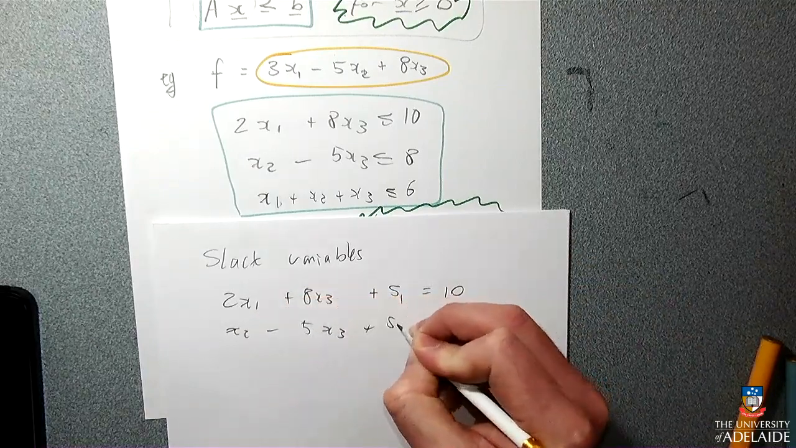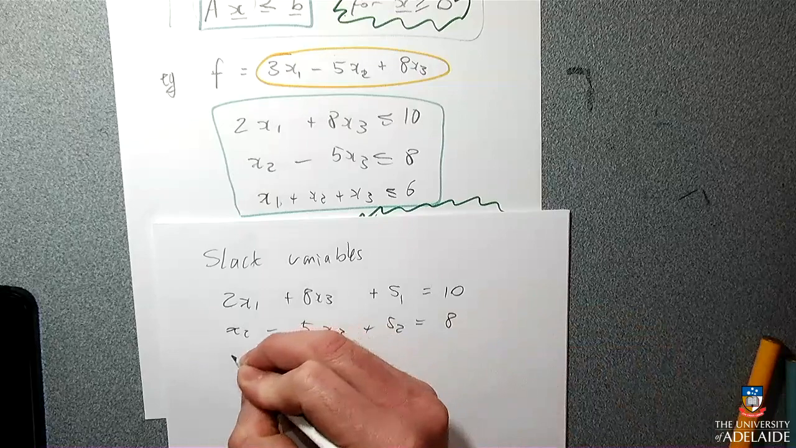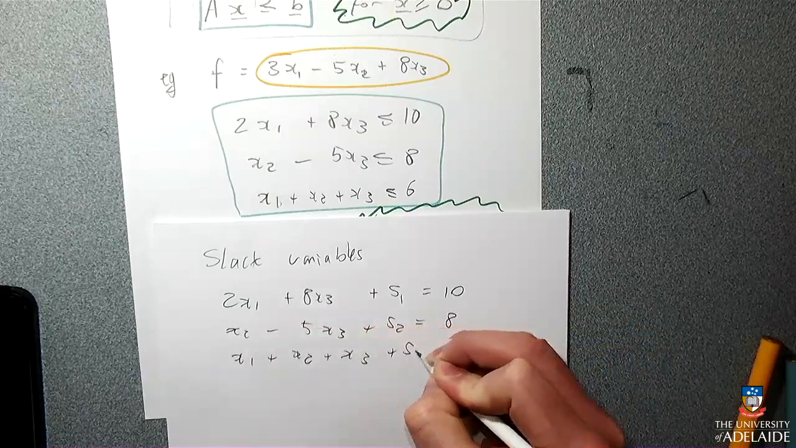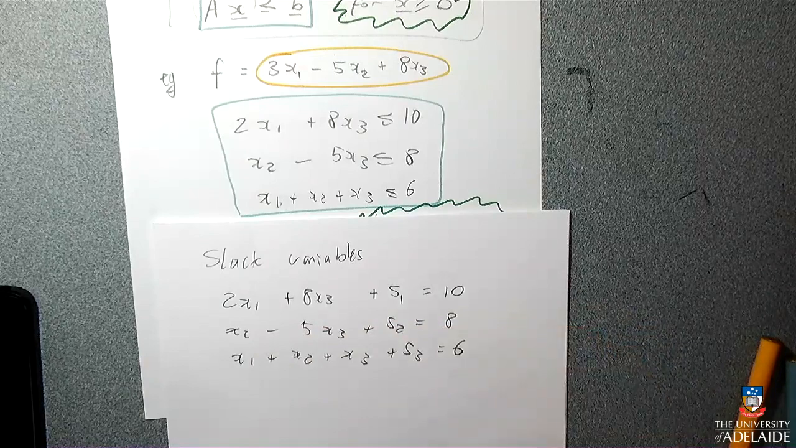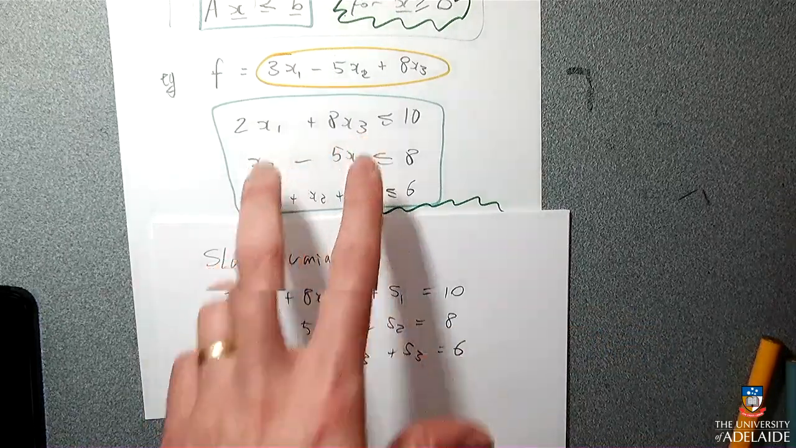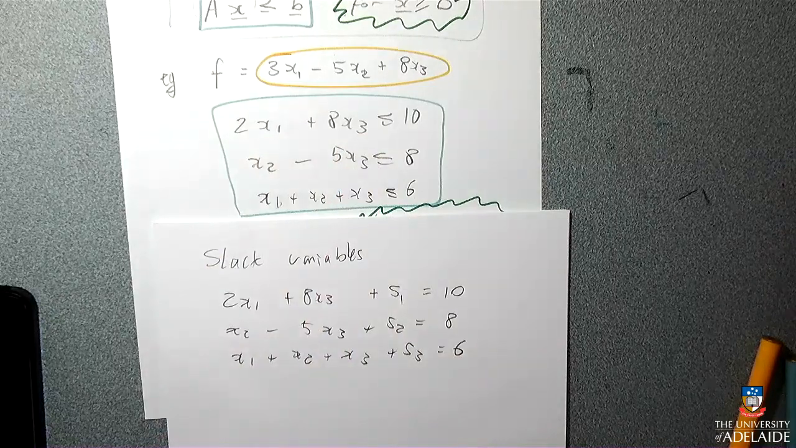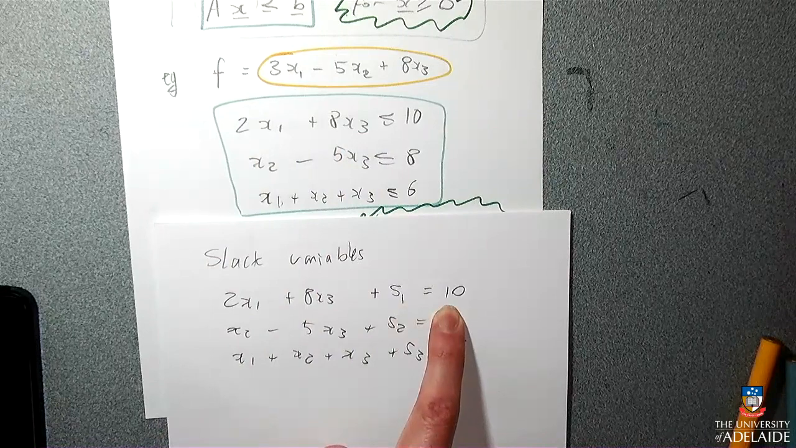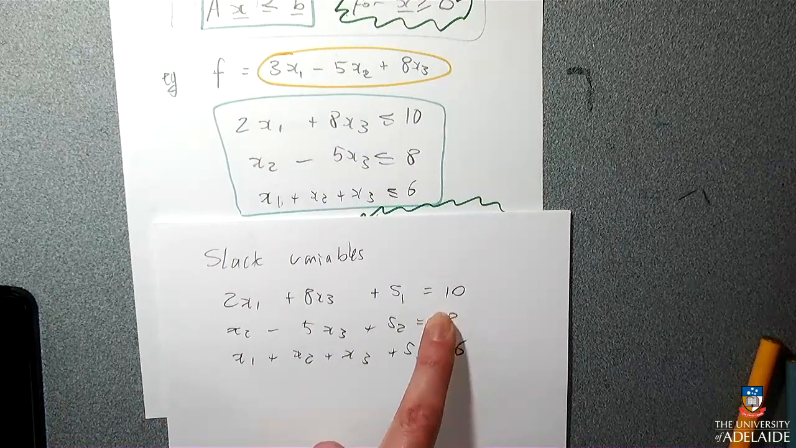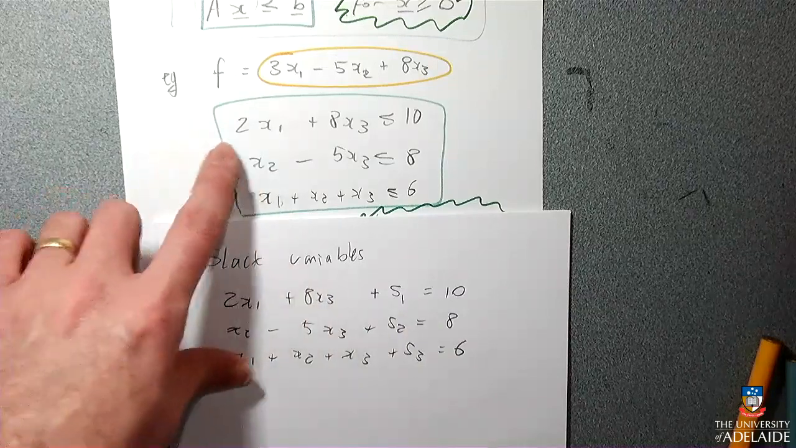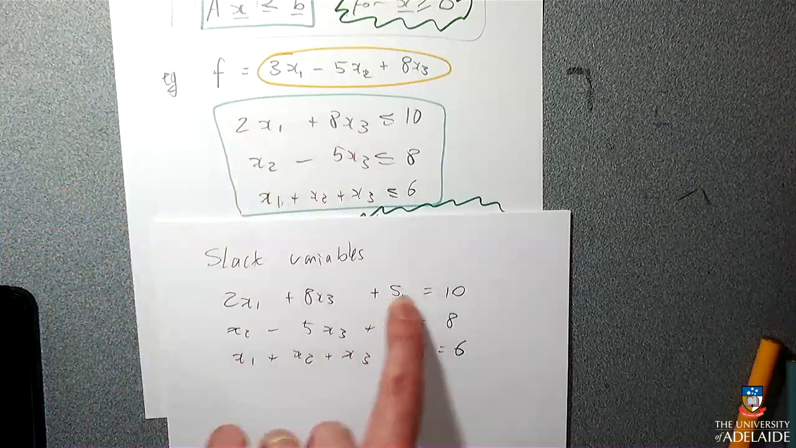and slack variable number 2 to go with equation number 2, and slack variable number 3 to go with equation number 3. So the idea is that the 2x1 plus 8x3 might come out to like 6, in which case S1 would be 4 to make up the extra to get to equal 10. So it's called the slack variable because it picks up the slack. This might only come out to 6, so we need an extra 4 to make it up to 10.